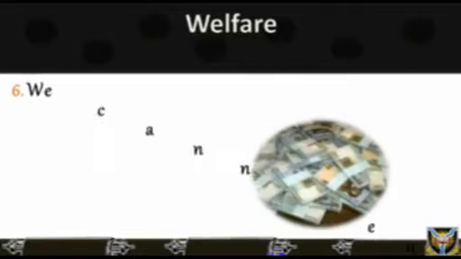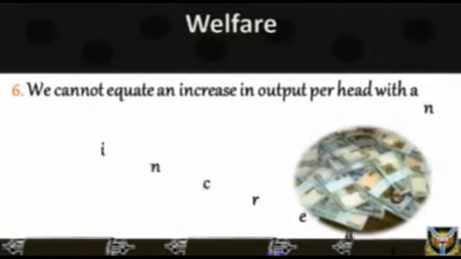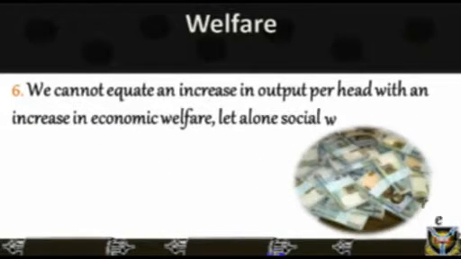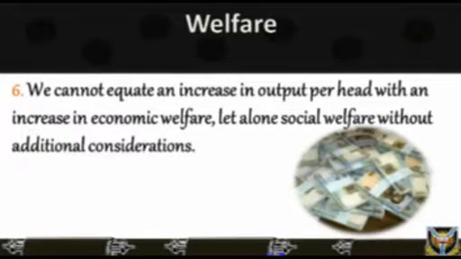6. We cannot equate an increase in output per head with an increase in economic welfare, let alone social welfare, without additional considerations in specifying an optimum rate of development. Value judgments must be made in relation to income distribution, composition of output, taste and cost, and other particular changes that are associated with the overall increase in the real income.